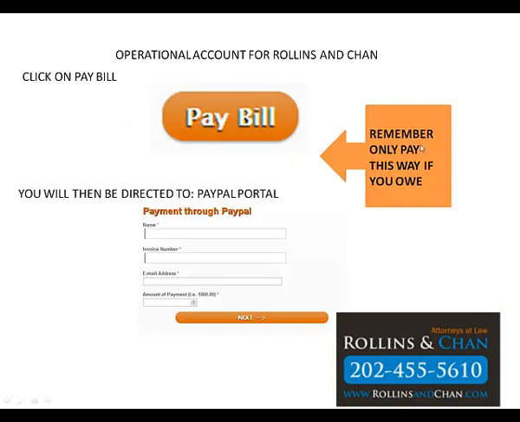For most of this, remember, this is only pay this way if you owe. So when you click on pay bill, you usually have an outstanding bill. We've sent you a bill, and now you just click on this to pay the bill. Or you can just click on the bottom of the invoice and it will go through this payment through PayPal, and so your payment goes through PayPal and it goes directly into our operational account.